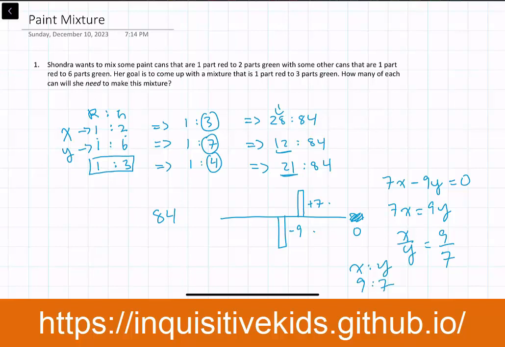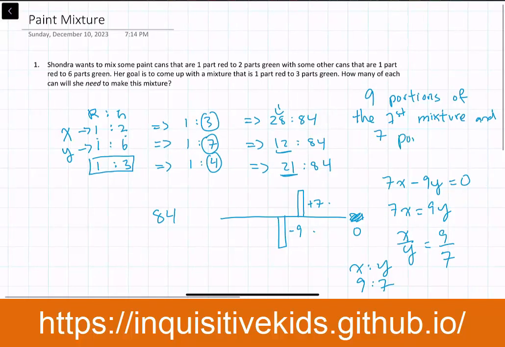So it means that there are 9 portions of the first mixture and 7 portions of the second mixture. And that is our answer.